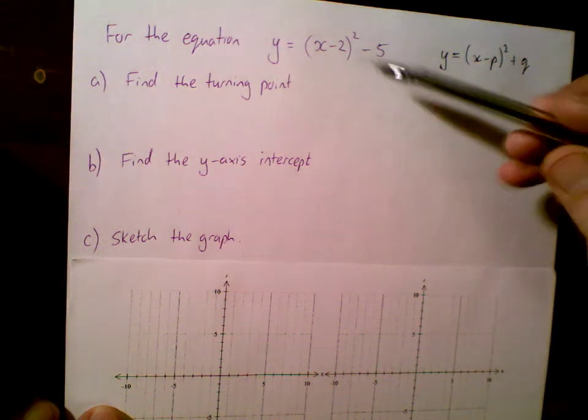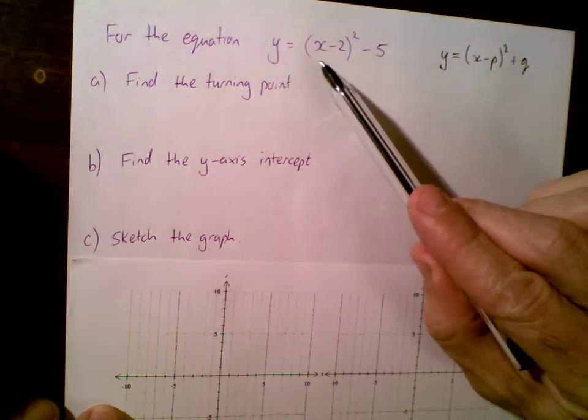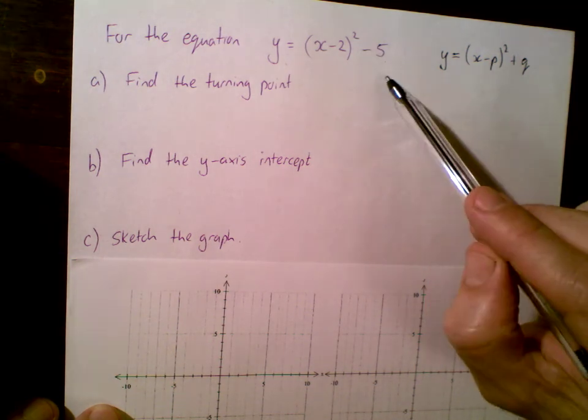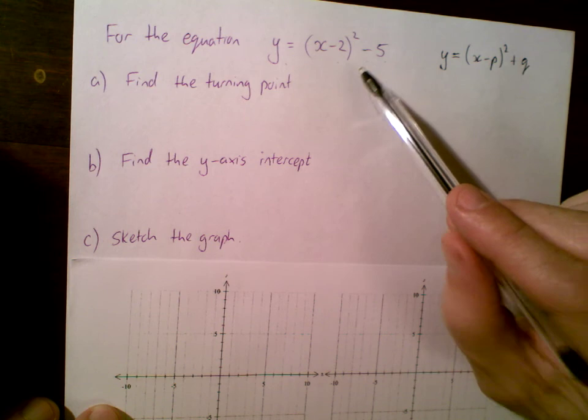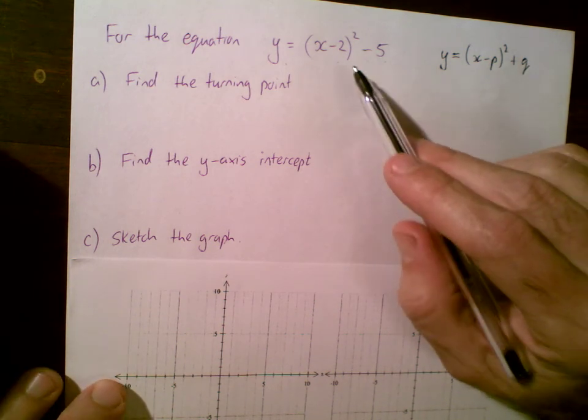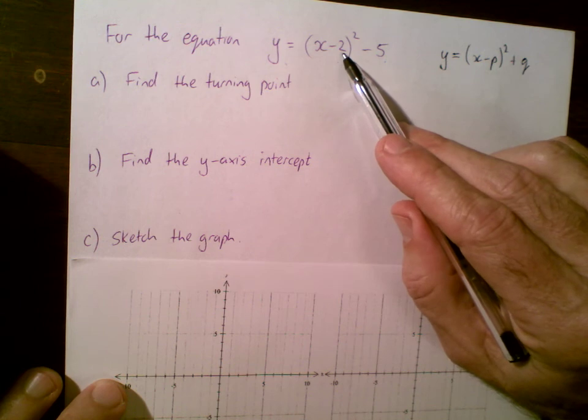Okay, we've got this equation here. It's a quadratic equation in what's called turning point form. So y = (x - 2)² - 5. And we call it turning point form of a quadratic equation because it's really easy to find the turning point. The turning point is just given by this value here, the 2.